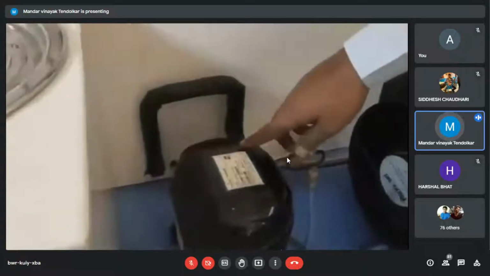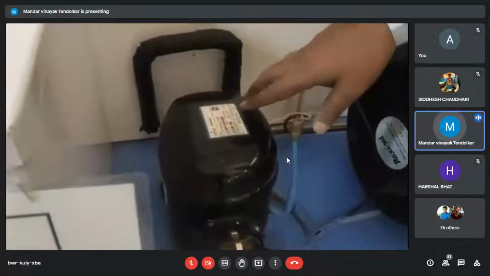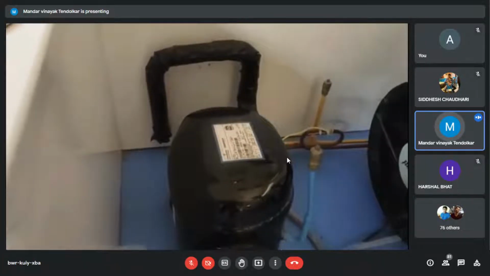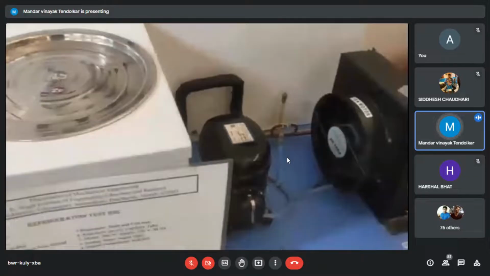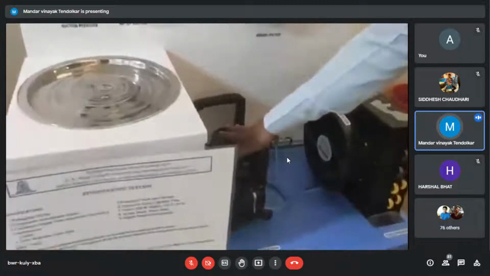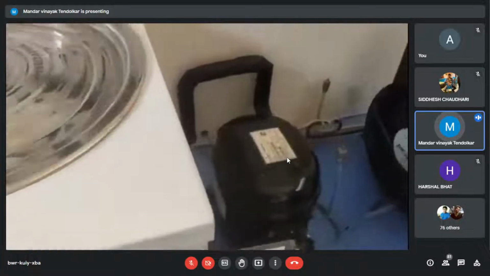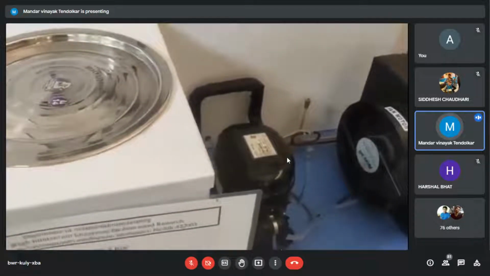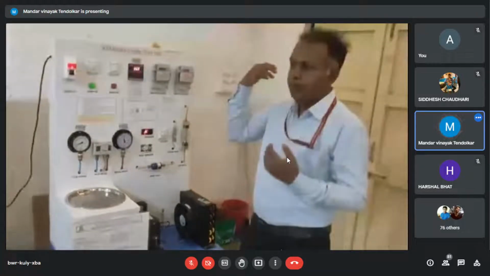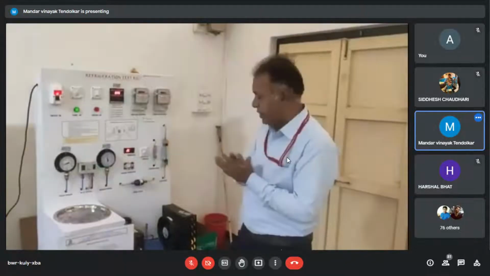Look at this black small setup which you see over here. This is the compressor. This is a Kirloskar made hermetically sealed compressor which is found in small setups. This compressor is going to compress the refrigerant from the suction pressure, that is the evaporator pressure, up to the discharge pressure, which is the condenser pressure.